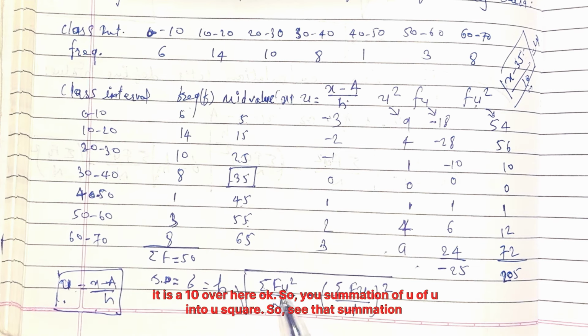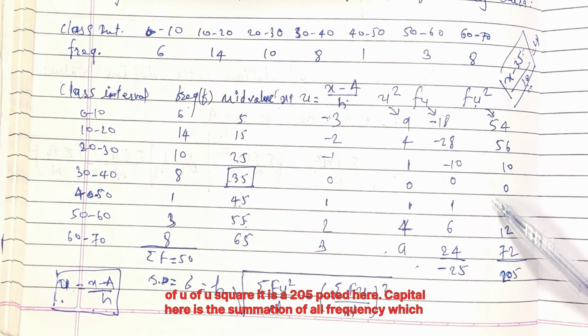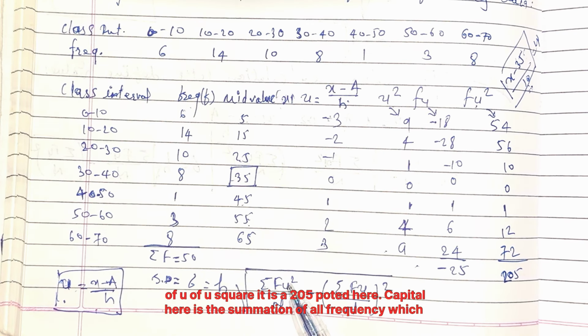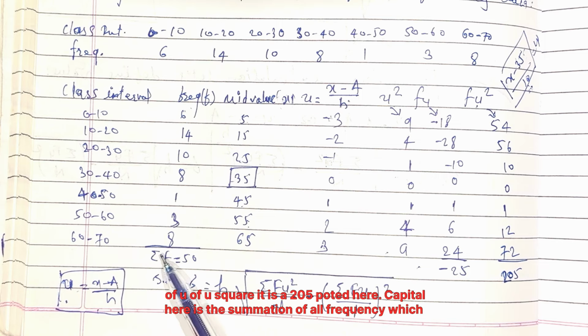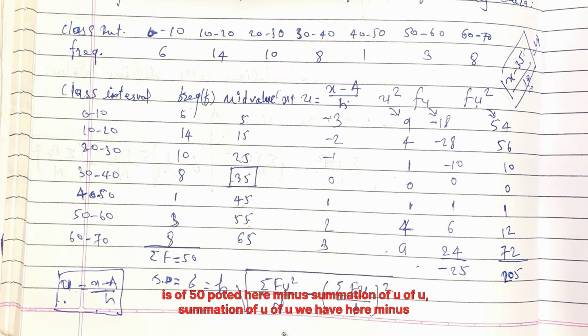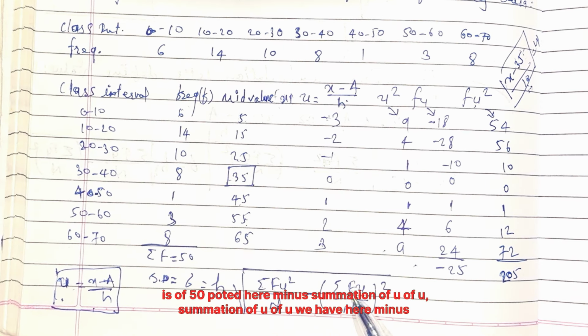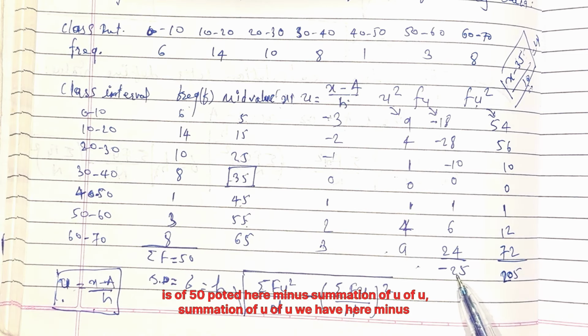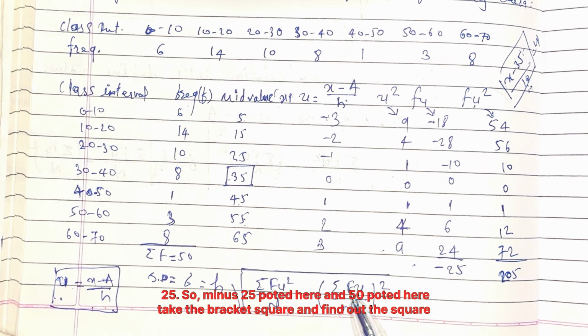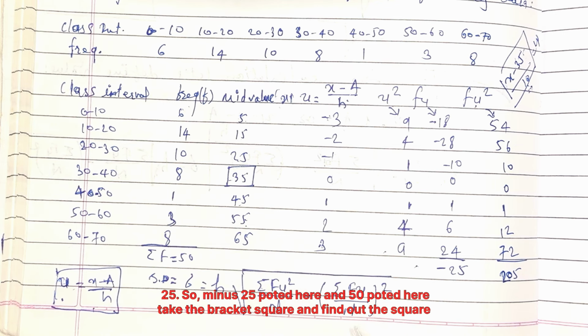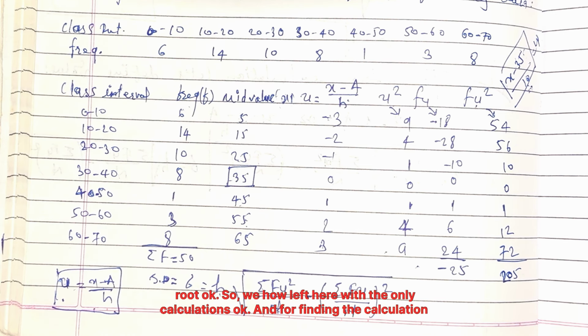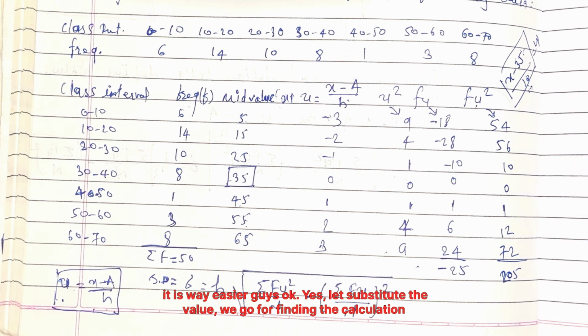So summation of F into U square, see that summation of F into U square is 205. Put it here. Capital N is the summation of all frequency, which is 50. Put it here. Minus summation of FU, we have here minus 25. So put minus 25 here and 50 here. Take the bracket square and find out the square root. So we are left here with only the calculations, and finding the calculation is way easier guys. Yes, let's substitute the values. We go for finding the calculation now.